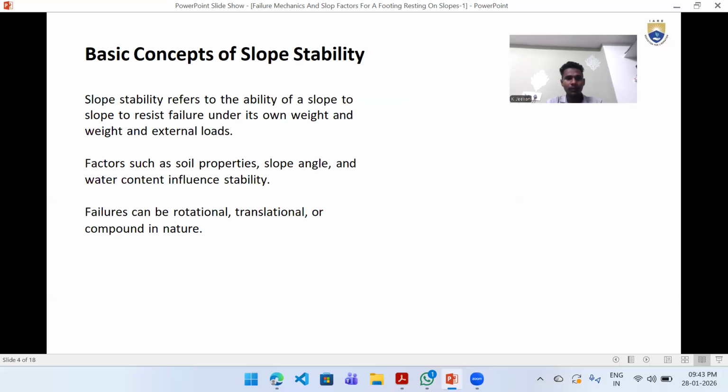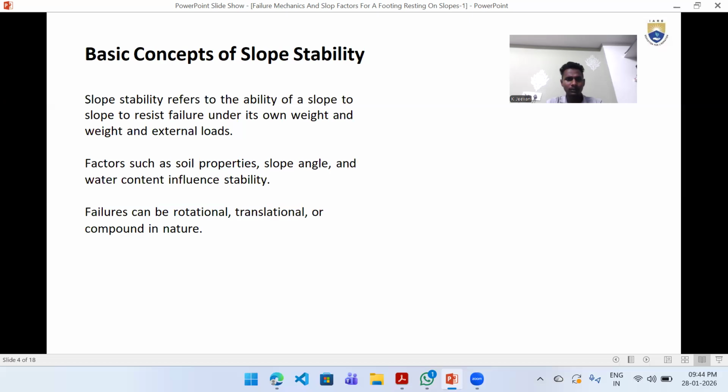Basic concepts of slope stability. Slope stability refers to the ability of a slope to resist failure under its own weight and external loads. Factors such as soil properties, slope angle, and water content influence stability. Failures can be rotational, translational, or compound in nature.